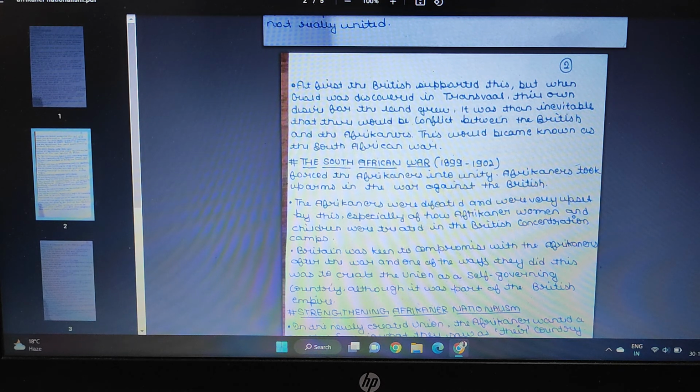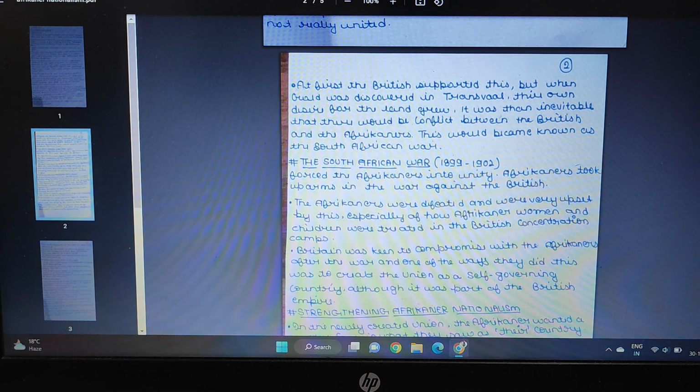So, when all the Dutch-speaking people, the Boers and the Afrikaners, settled into the interior part of South Africa, the British came to know that gold was discovered in Transvaal. So they started to interfere in the free states of these Afrikaners. Now, the South African War occurred from 1899 to 1902. They forced the Afrikaners into unity. Afrikaners took up arms in the war against the British.